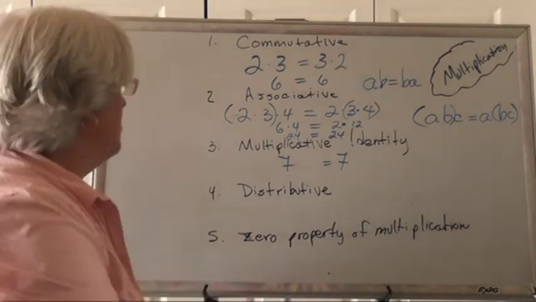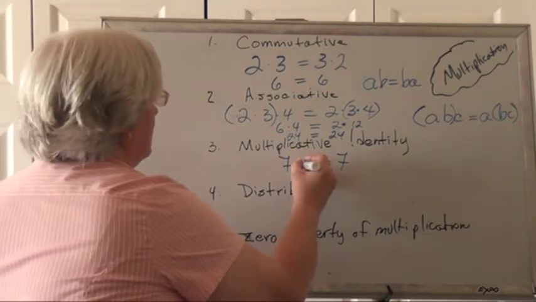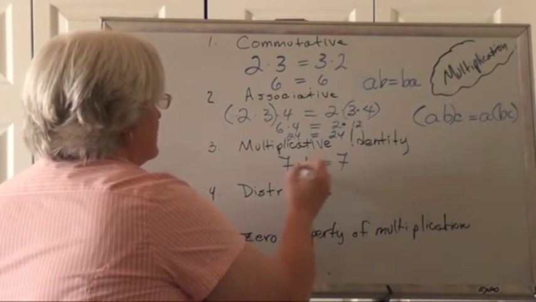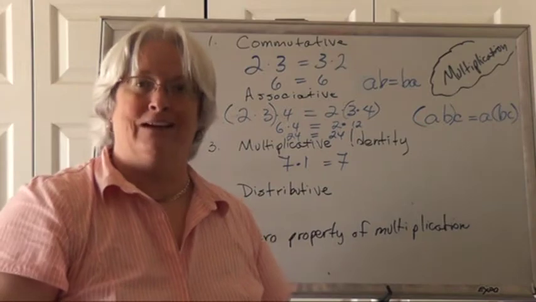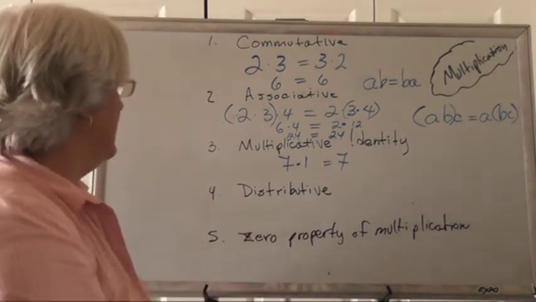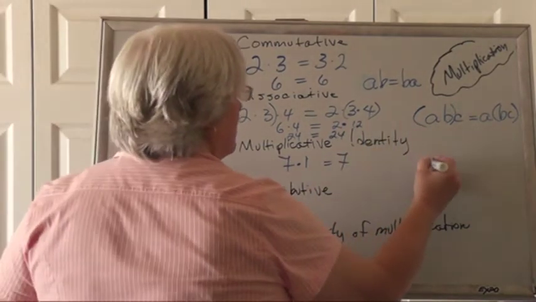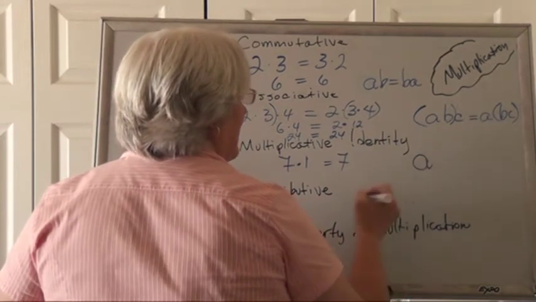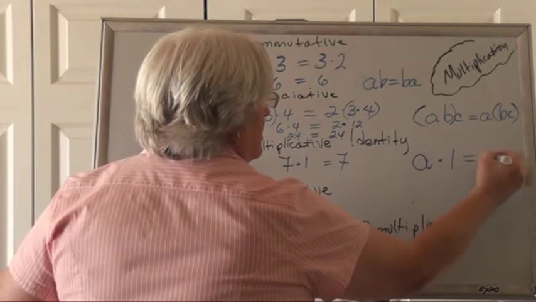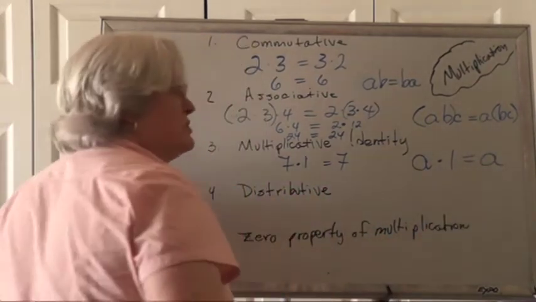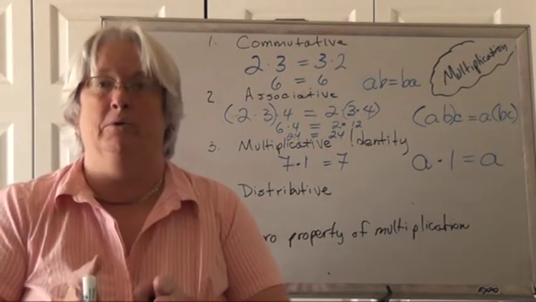Well, you're right, of course. You have to multiply this by 1. 7 times 1 is equal to 7. So the multiplicative identity property says that no matter what value you have, if you multiply that by 1, you do not change the value of that number.